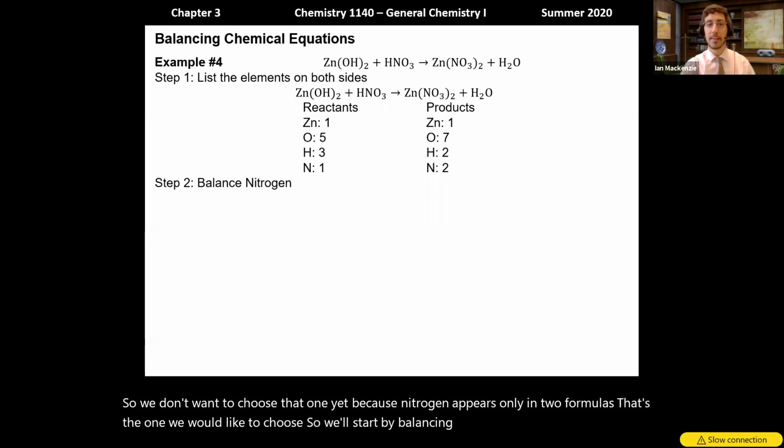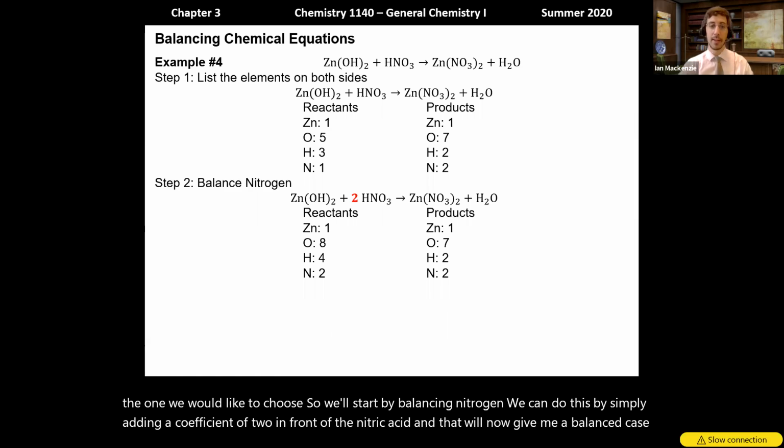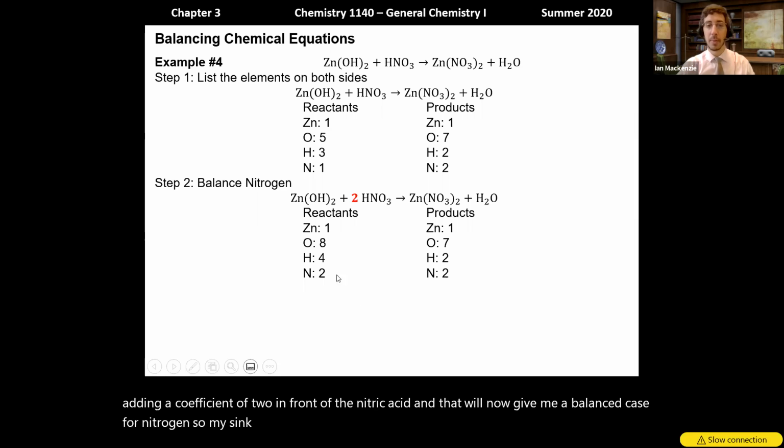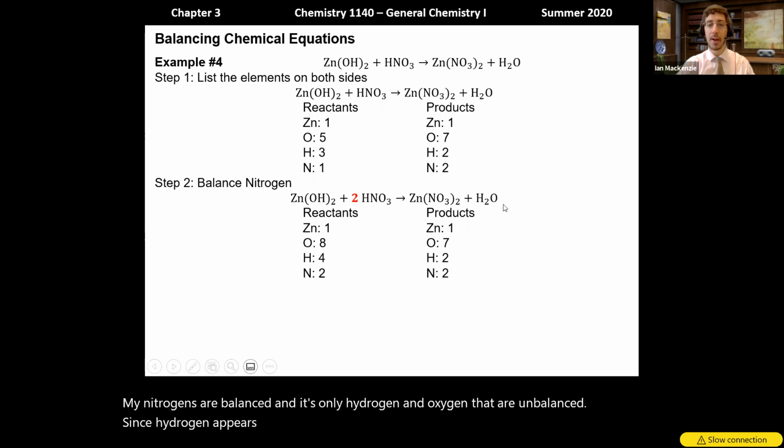We can do this by simply adding a coefficient of 2 in front of the nitric acid, and that will now give me a balanced case for nitrogen. So my zinc is balanced, my nitrogens are balanced, and it's only hydrogen and oxygen that are unbalanced. Since hydrogen appears in 3 formulas, but oxygen appears in all of them, we'll move to balance hydrogen next.